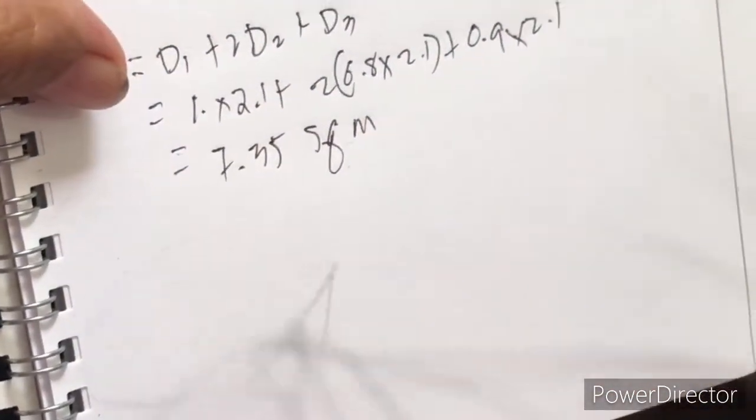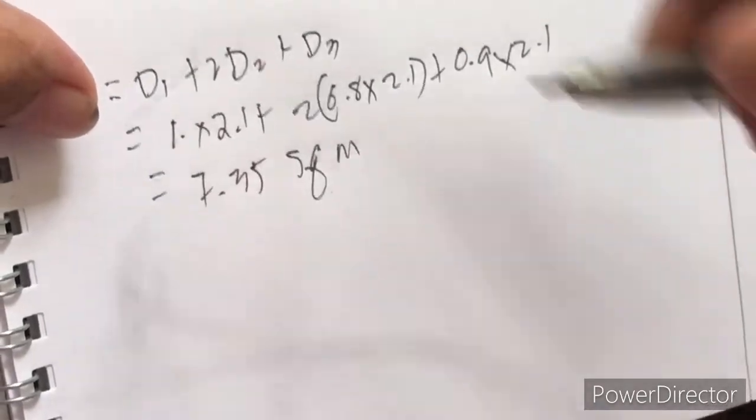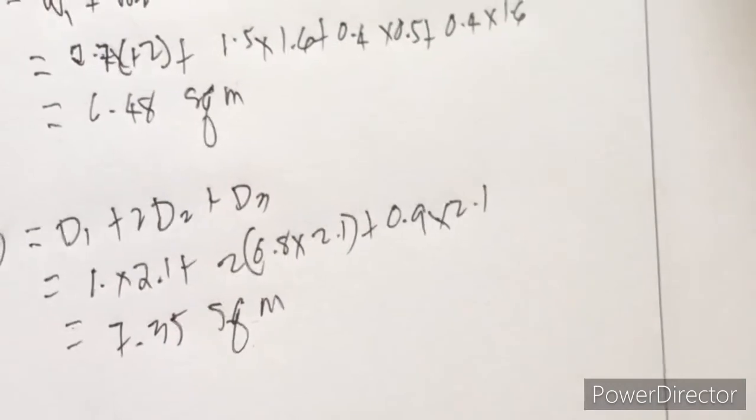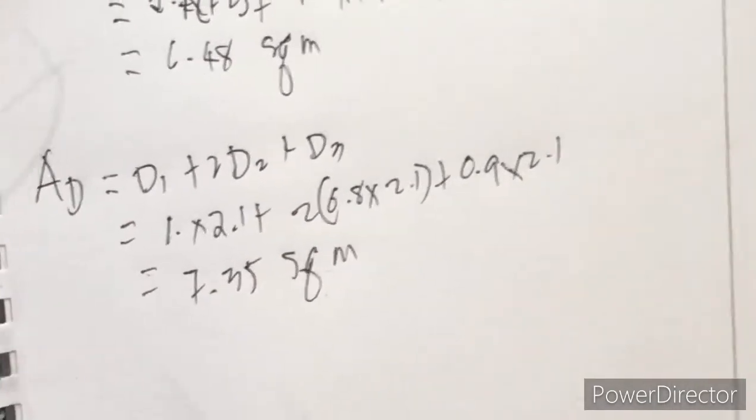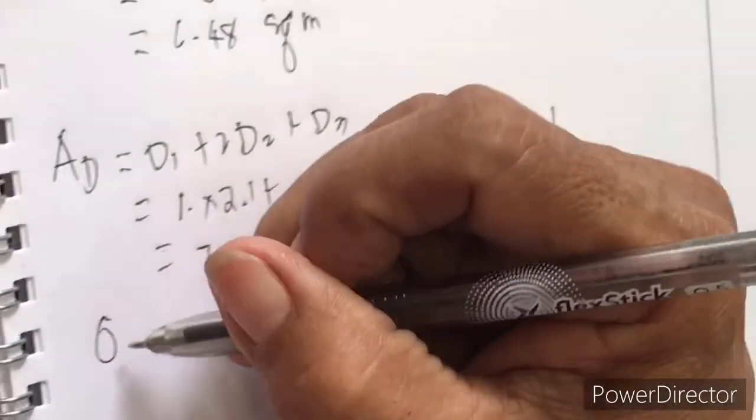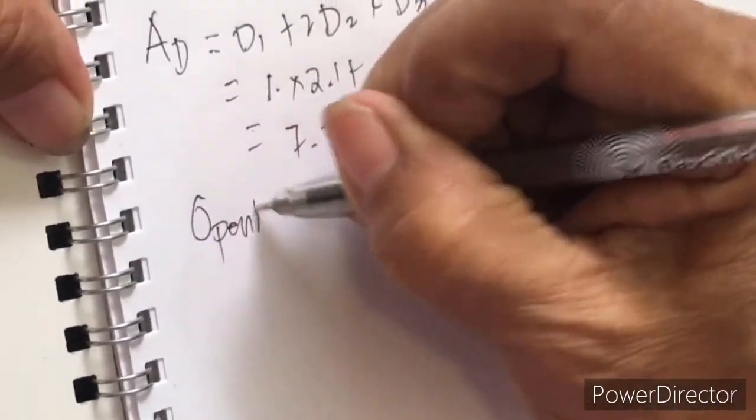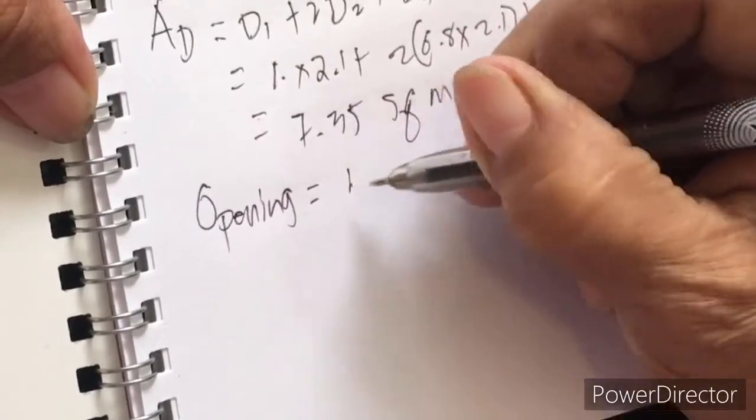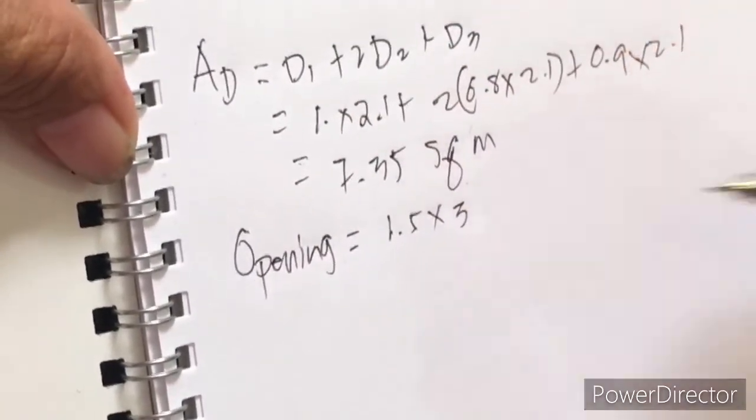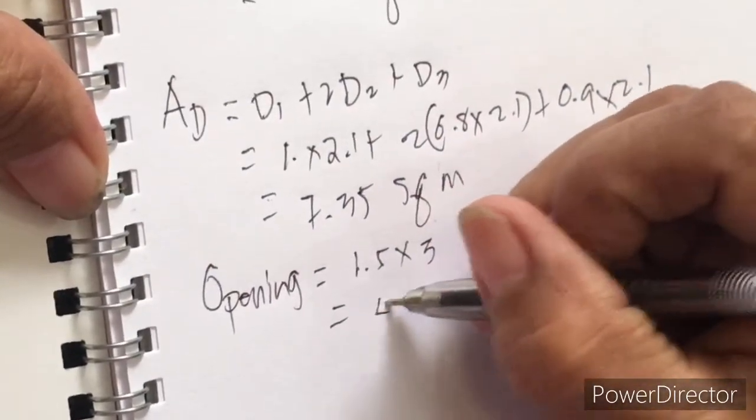Then there's also an opening, the opening from the dining room to the 2 bedrooms. Opening equals 1.5 times 3 equals 4.5.